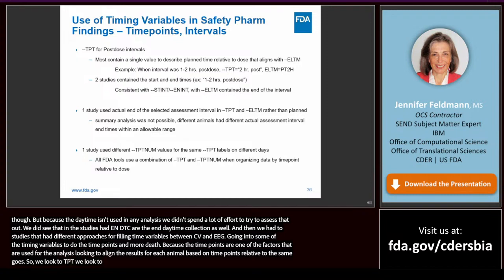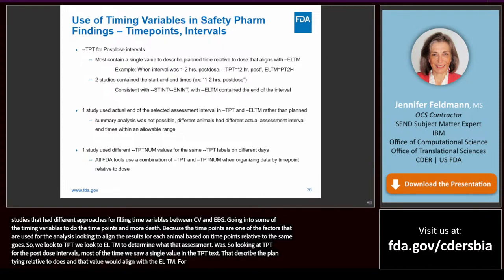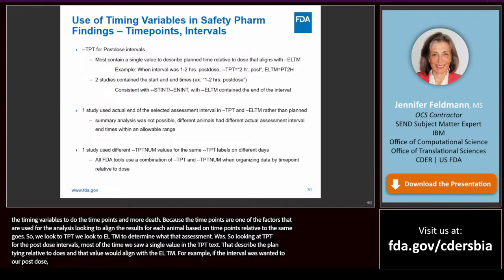So looking at the TPT for the post-dose intervals, most of the time we saw a single value in the TPT text that described the planned time point relative to dose, and that value would align with ELTM. So, for example, if the interval was 1 to 2 hours post-dose, we might see something like 2 hours post, or 2 hour, in the TPT variable, where the ELTM is PT2H.